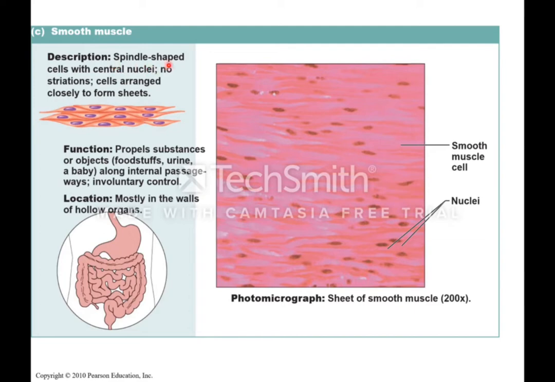It includes spindle-shaped cells with central nuclei, just one nucleus. No striation. It means they don't have any sarcomeric structures, and the cells are arranged closely to form the sheath of the muscle. They are spindle-shaped with a flat nucleus in the wide part of the cells. They are located in the internal organs, and they have involuntary control.